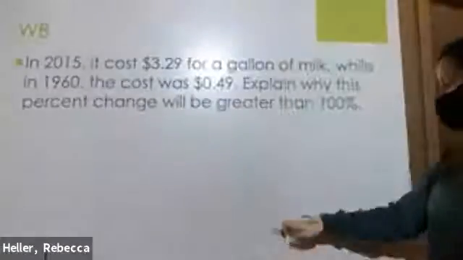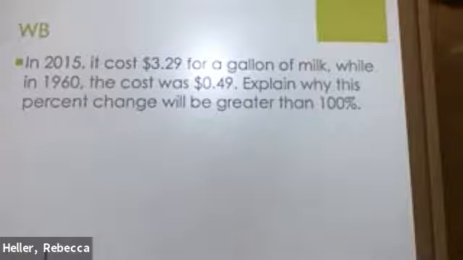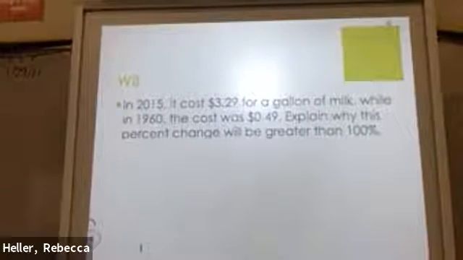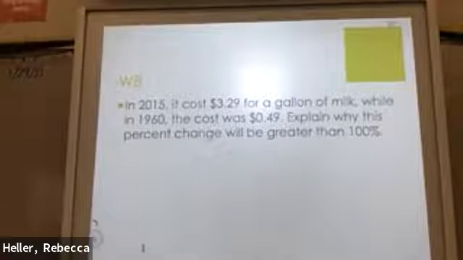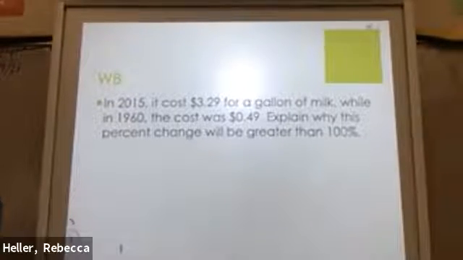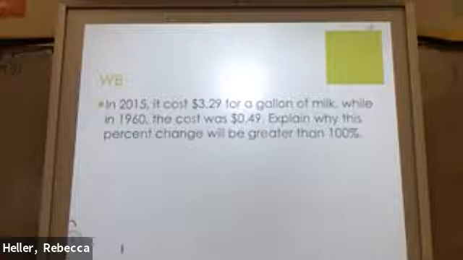All right, my last question is, in 2015, it cost $3.25 for a gallon of milk. In 1960, the cost was 49 cents. Explain why this percent change will be greater than 100%. Now, I don't need to know what the percent of change is, but if that helps you, you can solve it and figure out what the percent change is. But I'm telling you that the percent of change will be over 100%, and I want to know why. So for those of you guys at home, if you think you know, type it in the chat. Just otherwise think about it. I'll give you a minute or 2 to think about it, and then we'll discuss it. Why would this be an increase of over 100%?